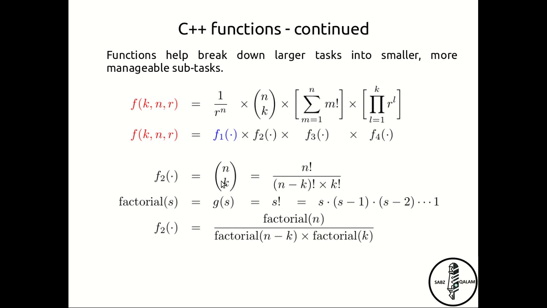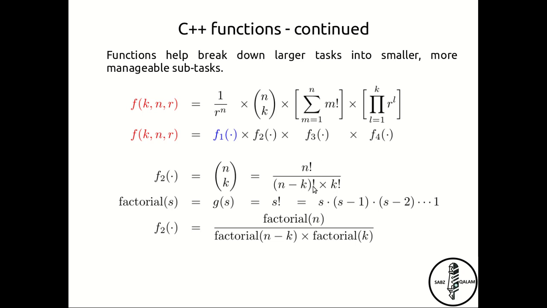The second function is a binomial coefficient series, and this n choose k is actually equal to n factorial over k factorial times n minus k factorial. As you've noticed, I've used the word factorial a lot. So the fundamental function here is that of factorial. And what is defined by a factorial? Factorial s can be written as g of s, where s factorial is actually s times s minus 1 times s minus 2 all the way till 1. Alternatively, you could say it is 1 times 2 times 3 times all the way up until you reach s.